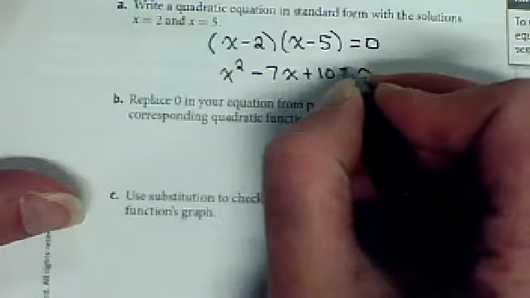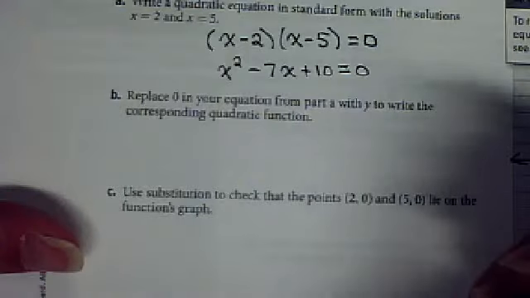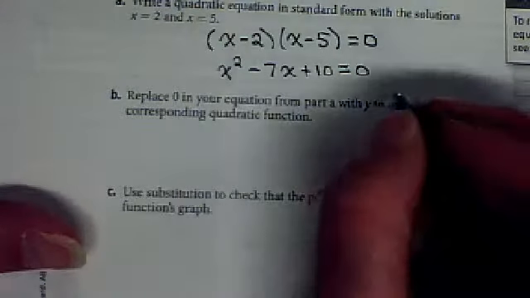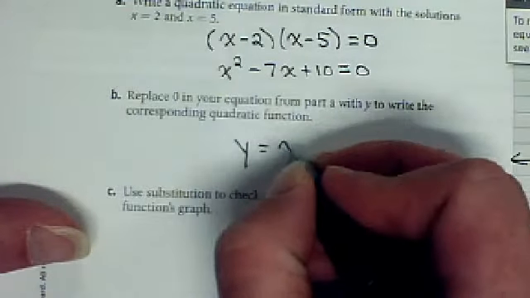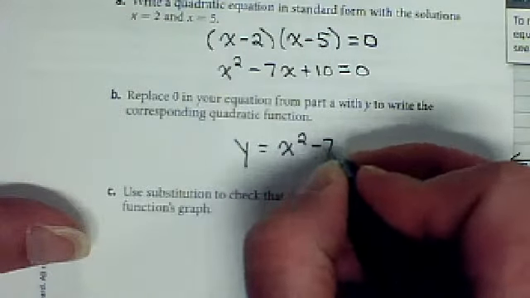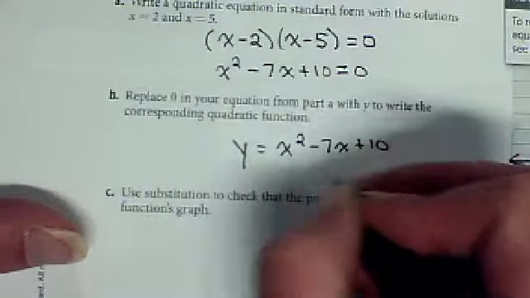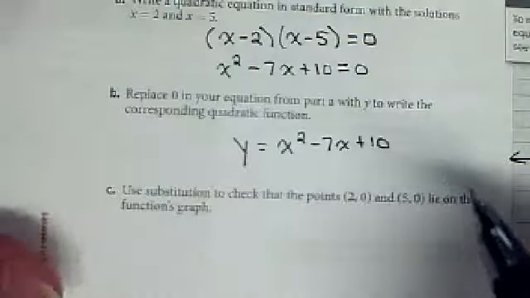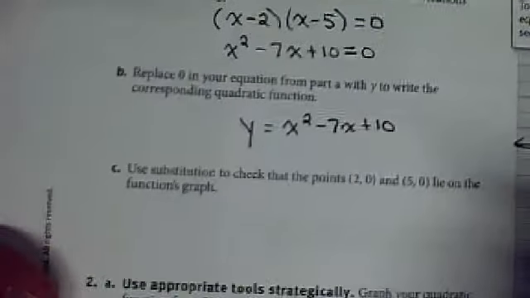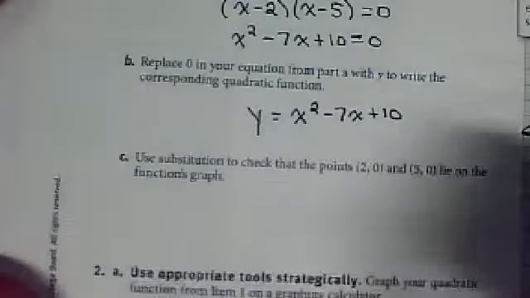Now this is an equation. It's not a quadratic function. The quadratic function would be if we replace the 0 with y. What this does is gives us every point that meets these conditions. So it would give us that whole parabola, not just 2 individual points.